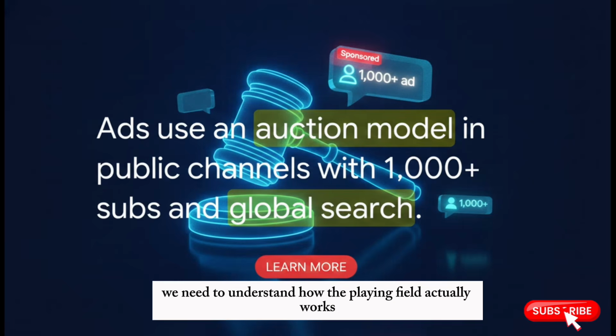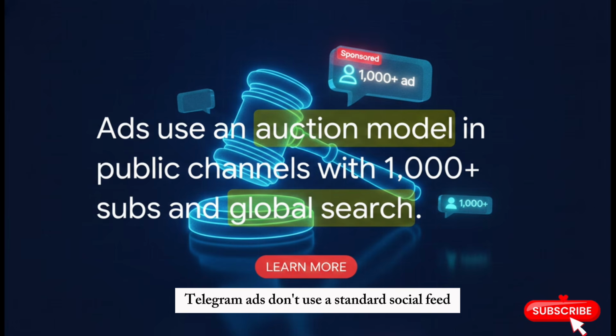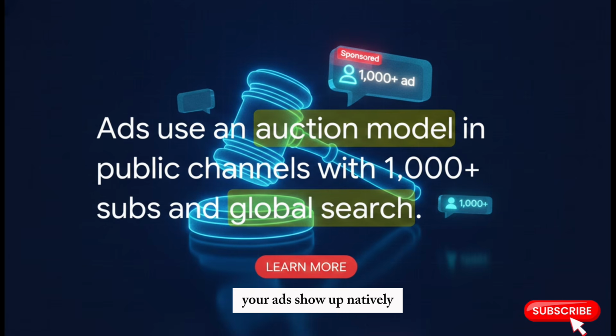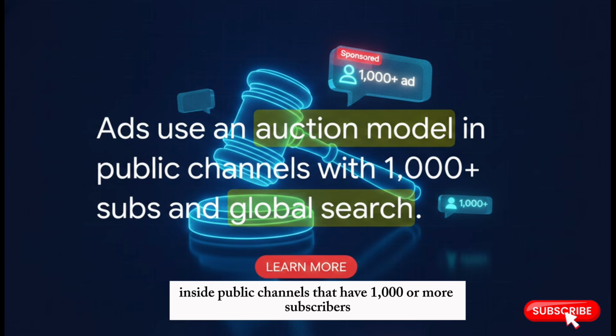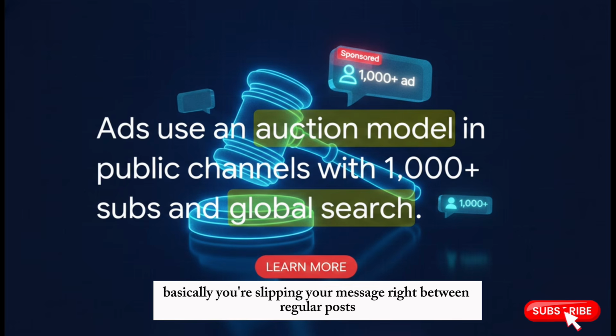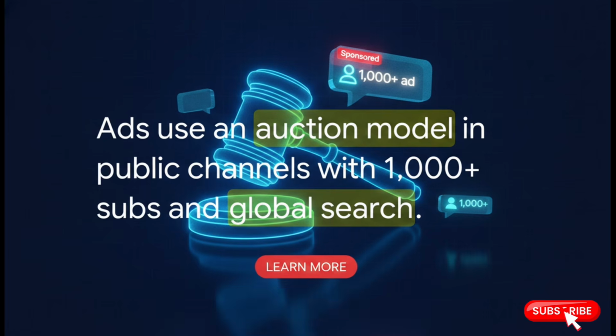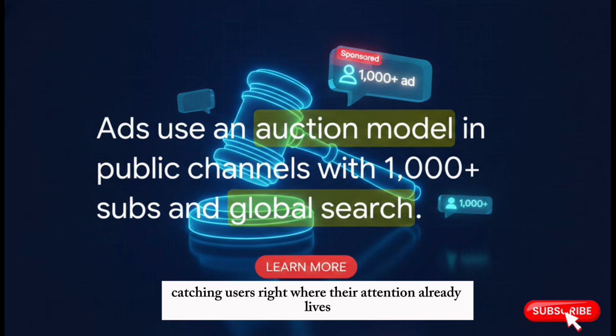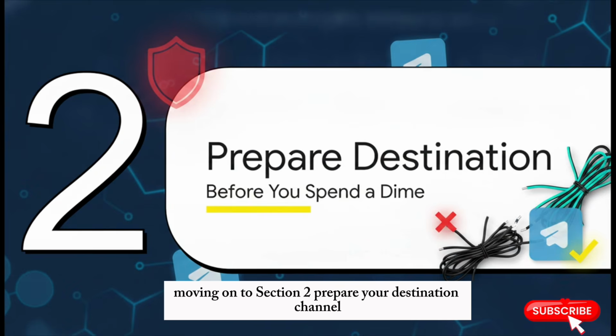Right off the bat, we need to understand how the playing field actually works. Telegram ads don't use a standard social feed. Instead, they run on a highly specific auction model. Your ads show up natively inside public channels that have 1,000 or more subscribers, and also in global search results. Basically, you're slipping your message right between regular posts in highly engaged communities, catching users right where their attention already lives.